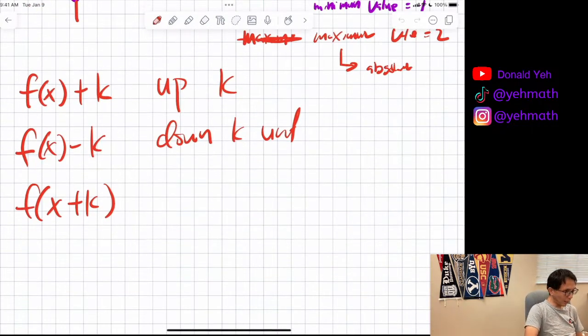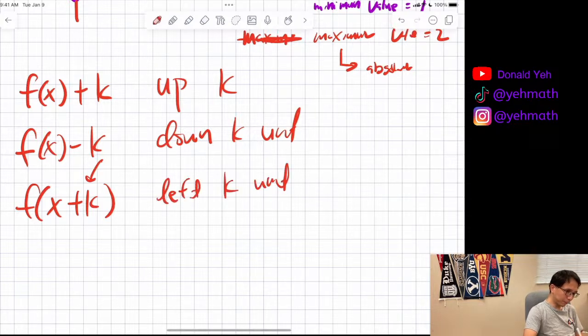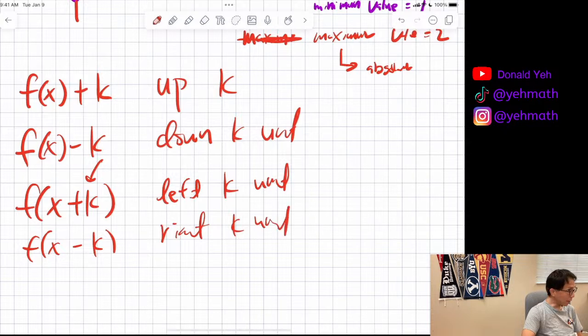All right, f of x plus k. Inside the parenthesis is always opposite from the sign, so it's going to be left k units. F of x minus k is going to go right k units. Is that okay?